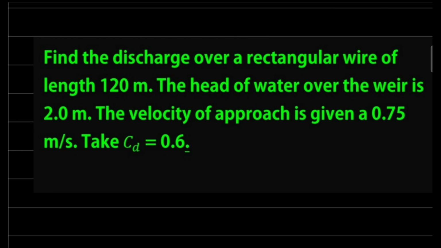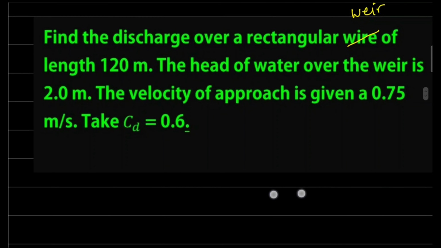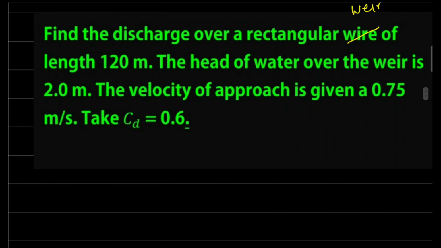So let's solve a problem which is based on the velocity of approach. It says to find the discharge over a rectangular weir. Please read it as a weir of length 120 meter, and the head of the water over the weir is 2 meter. The velocity of approach is given as 0.75 meter per second, and we have to take the CD value equal to 0.6. So let's start solving this problem.